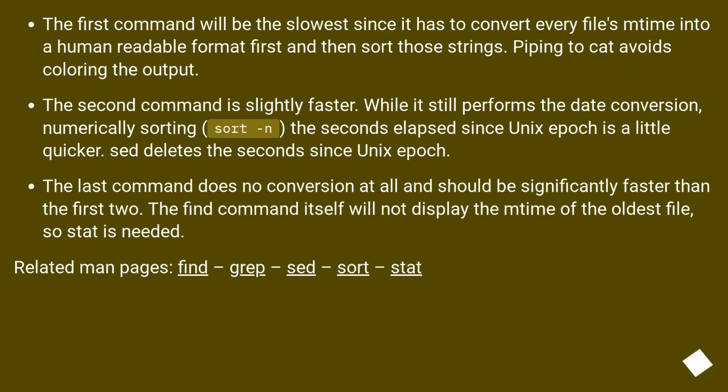While it still performs the date conversion, numerically sorting, sort -n, the seconds elapsed since Unix epoch is a little quicker. Sed deletes the seconds since Unix epoch. The last command does no conversion at all and should be significantly faster than the first two. The find command itself will not display the time of the oldest file, so stat is needed. Related man pages: find, grep, sort, stat.